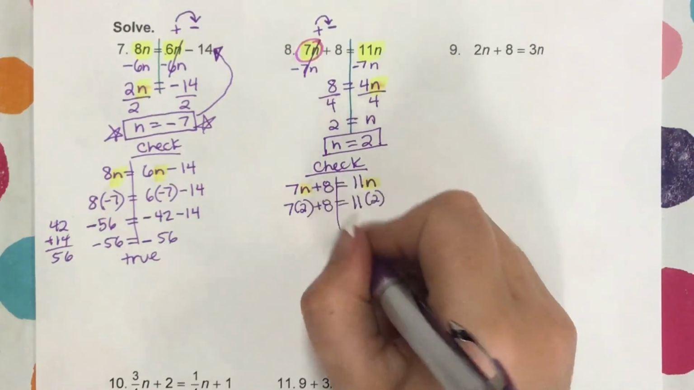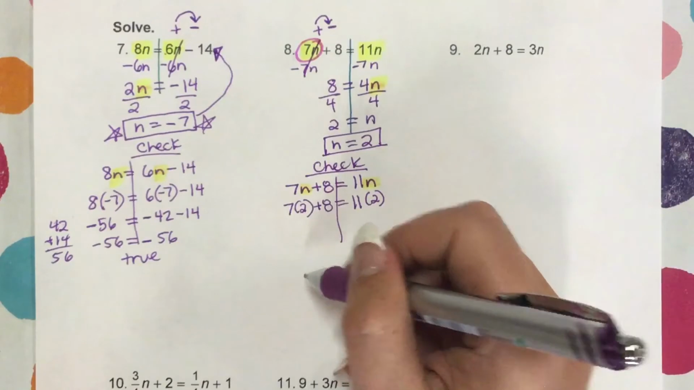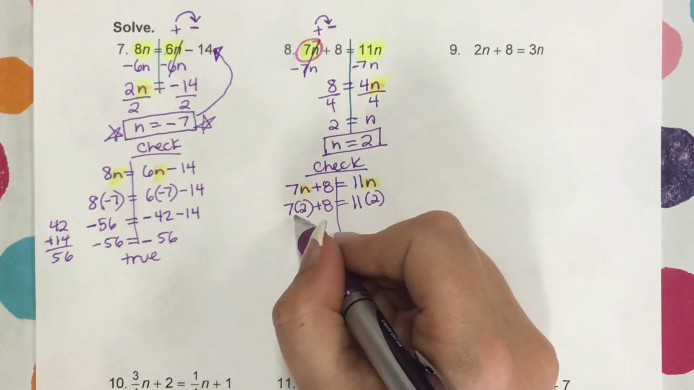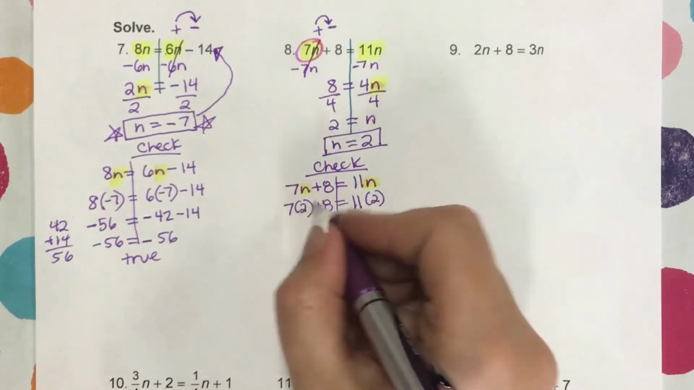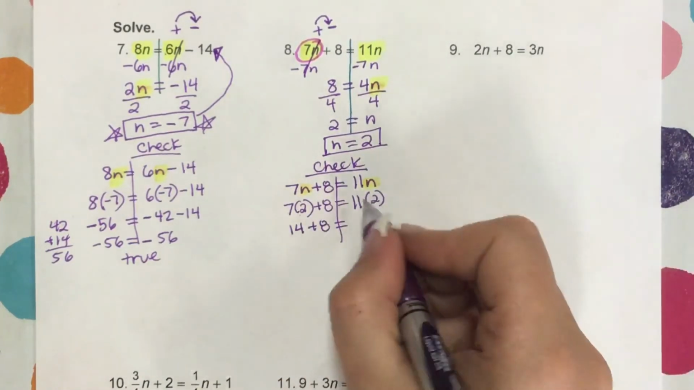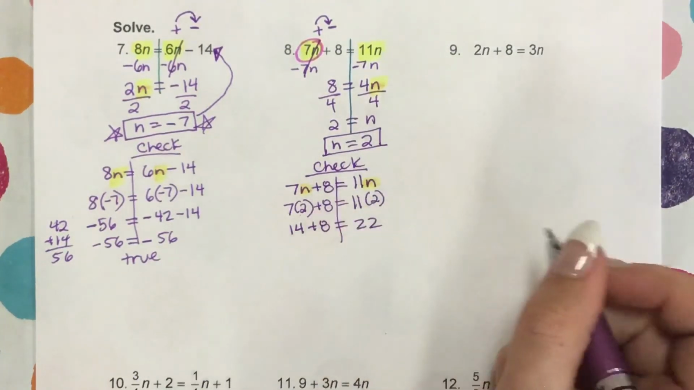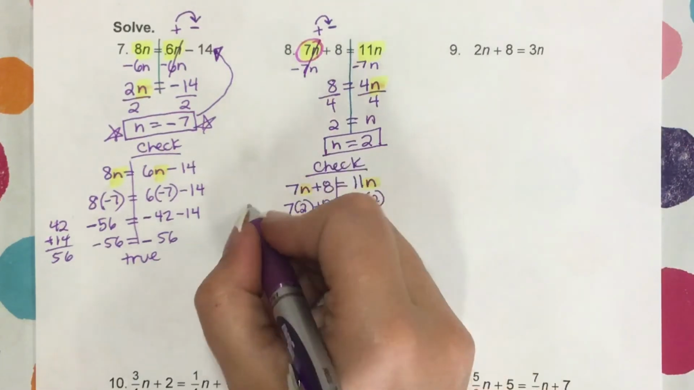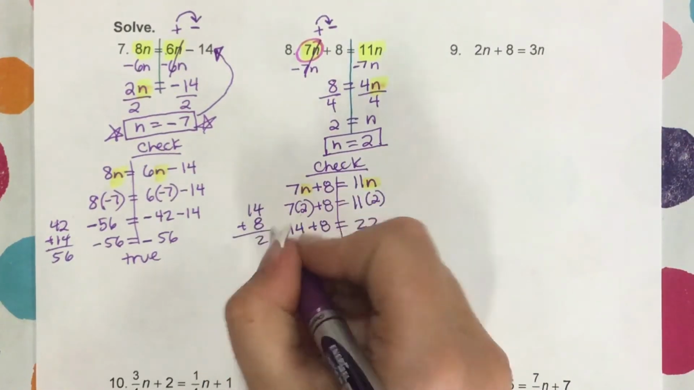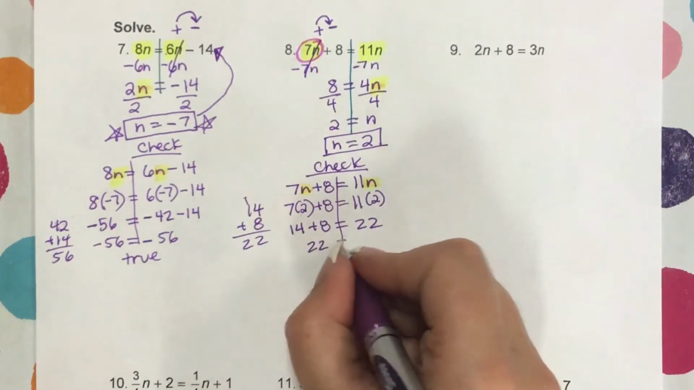Okay, so I have 2 sides of the equation. I'm going to work them and simplify them independently. I have multiplication and I have addition. Order of operations says I have to do the multiplication first. So 7 times 2 is 14 plus 8 equals, I can do the multiplication over here, 11 times 2 is 22. All right, now I'm going to do the addition. 14 plus 8, 4 plus 8 is 12. I write the 2, carry the 1. 1 plus 1 is 2, and that equals 22.